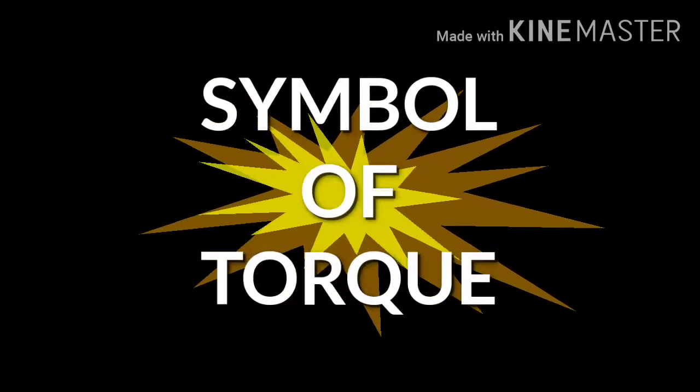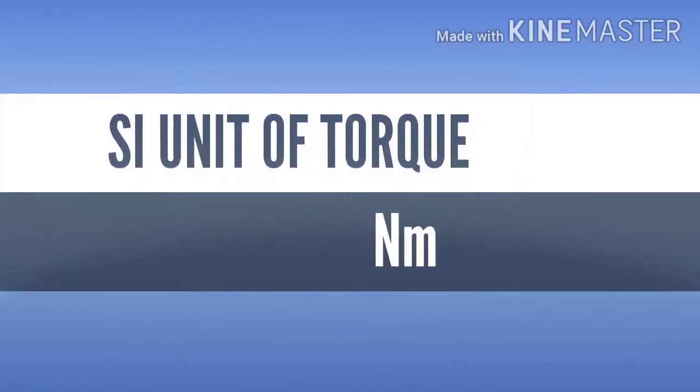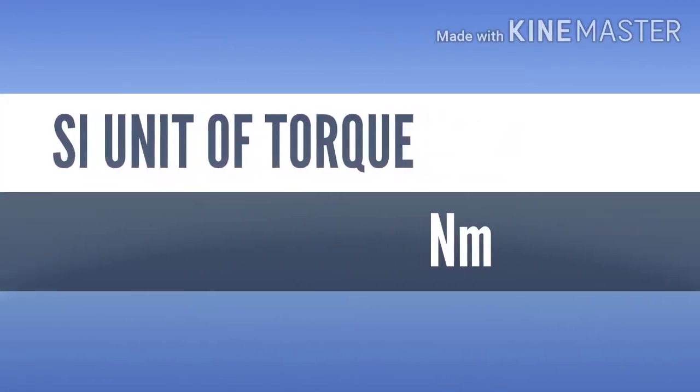See the symbol of torque. Torque is represented by a symbol known as tau. The SI unit of torque is Newton meter.